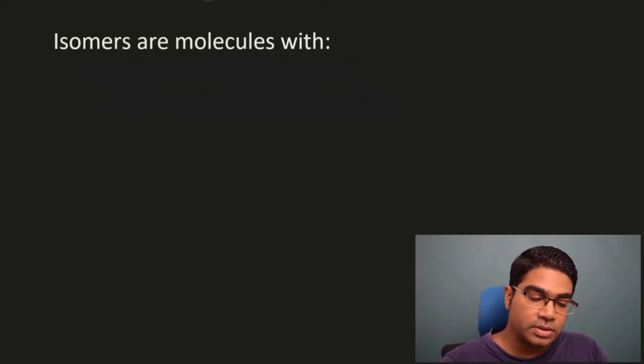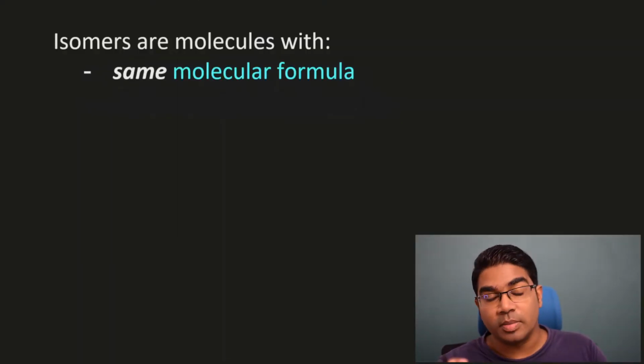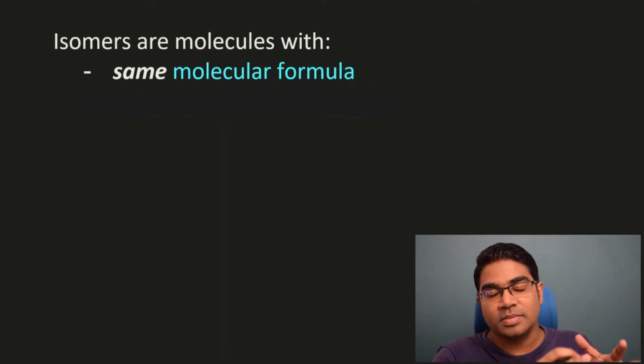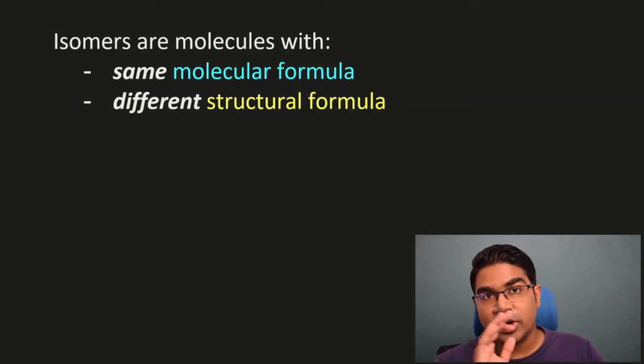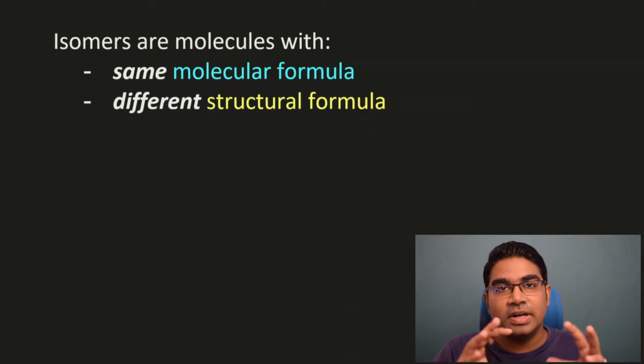Isomers are molecules that have the same molecular formula, which means the number of atoms of each element are the same. But they have a different structural formula. They are arranged differently in 3D space. Let's start by looking at all the isomers of pentene.